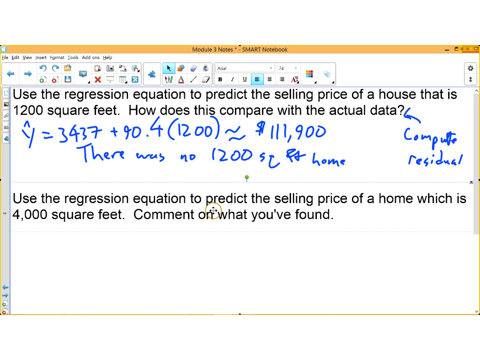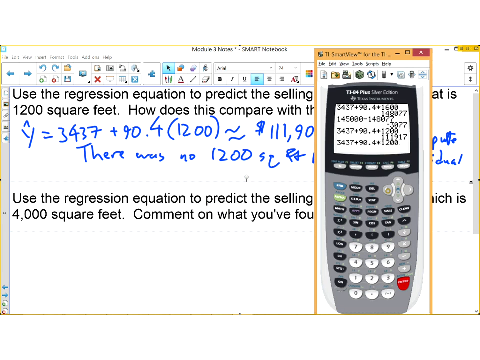Now it says use the regression equation to predict the selling price of a home which is 4,000 square feet. So same idea. I'm not going to write that down here. I'm just going to go into my calculator. I'm going to hit second, hit the enter key, and change 1,200 to 4,000.